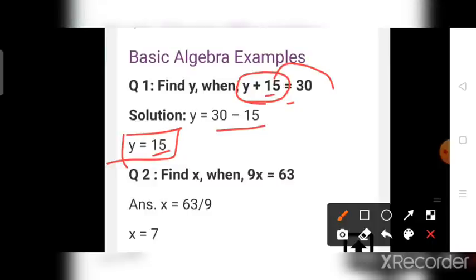Are you understanding? The next one, question number 2. Find x when 9x is equal to 63. Find the x value. 9 is multiplied, so moving to this side means divide. 63 divided by 9. Use the 9 times table: 1 nine is 9, 2 nines are 18, 3 nines are 27, 4 nines are 36, 5 nines are 45, 6 nines are 54, 7 nines are 63. The answer is x equals 7. Are you understanding?